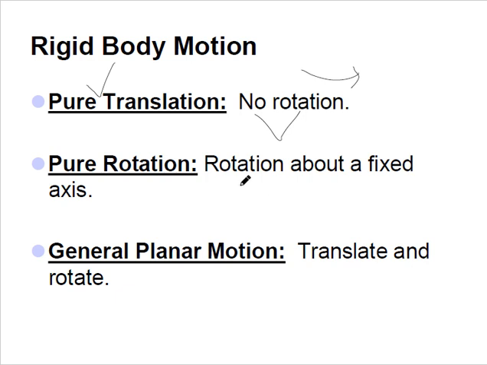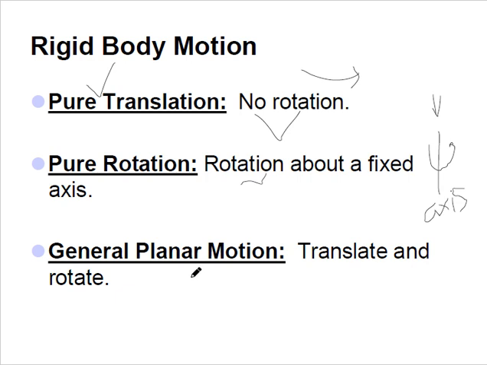Pure rotation is just rotation, and every time something is rotating, there is a distinct, fixed axis. So you have an axis. I hate drawing this thing. Axis. Okay, so in rotation there is a fixed axis, and we call it pure rotation that the rigid body can do.